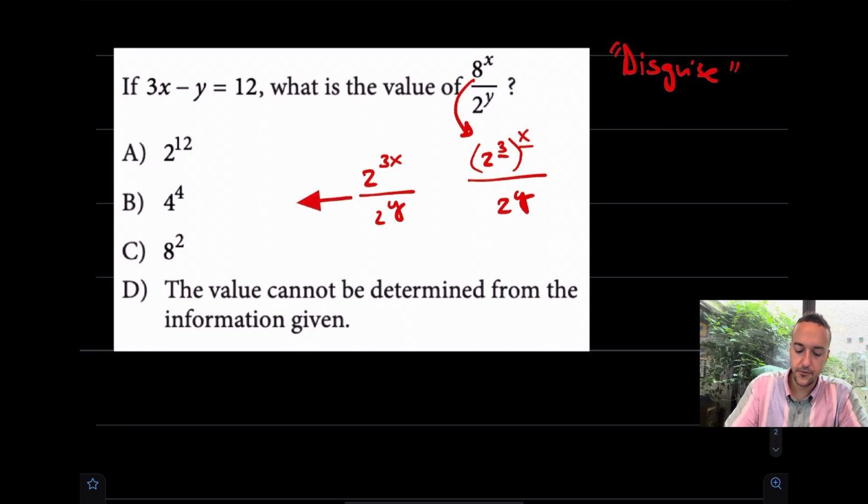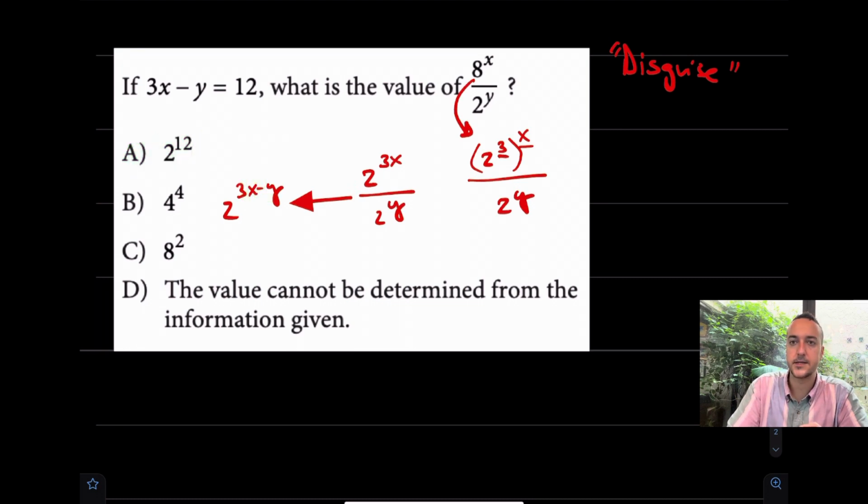And now, through division, remember what did we say? Through division is subtraction. You have 2 to the 3x minus y. And at that point, well, wait a second, what is 3x minus y? 3x minus y is actually 12. What's my final answer? 2 to the 12th. I really like answer choice A.